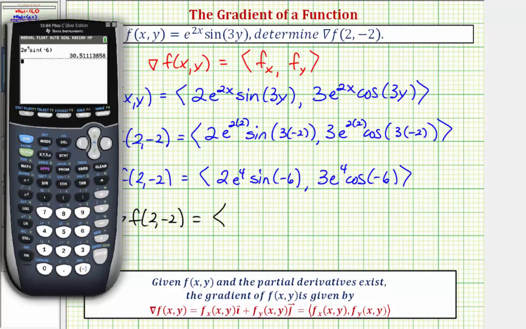So the x component is approximately, let's say, 30.5111. And now let's find the y component. So we have 3, second natural log for e raised to the power of. Again, the exponent is 4, right arrow, and then times cosine negative 6, close parenthesis, and enter. So to 4 decimal places, the y component would be 157.2706. Let's go ahead and write these down.